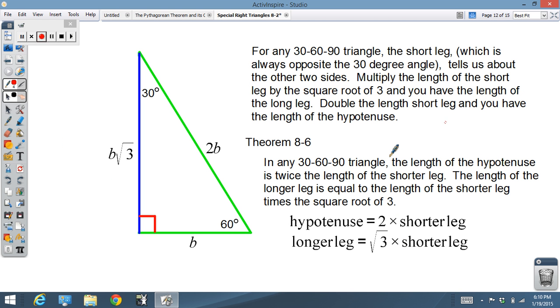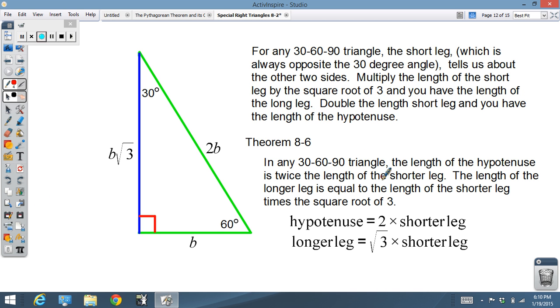Okay, and here it is in words. For 30, 60, 90, the short leg tells us about the other two sides. You multiply that short leg by the square root of 3, and you have the long leg. You double the short leg, you have the hypotenuse.